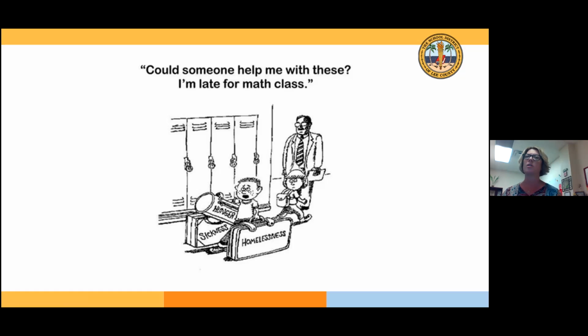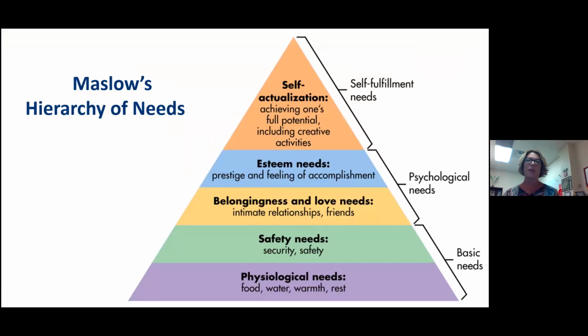And sometimes it's hard to look beyond the behavior and look for the reason or the function behind the behavior, even with adults. So Mary Lynn's going to take us through what our needs are and how we couch social emotional learning into Maslow and Bloom's taxonomy.